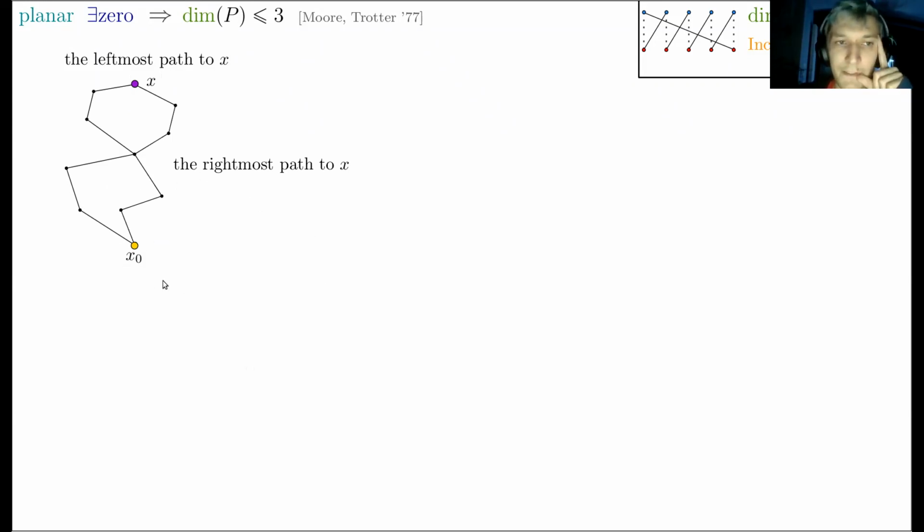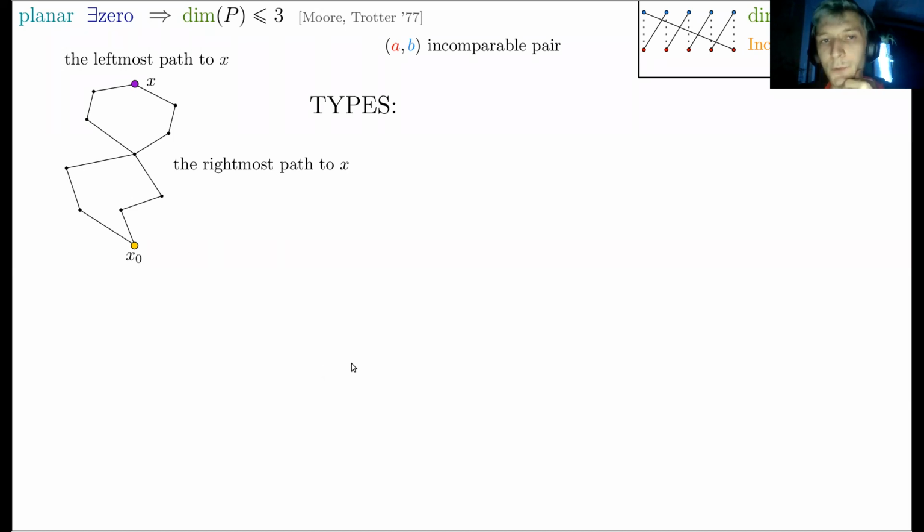And now having this, I can divide my incomparable pairs into types. And what are these types? So first type is a left pair. I have an AB incomparable pair, and this is a left pair. What does it mean? It means that the leftmost path to A is left of the leftmost path to B, and the rightmost path to A is left of the rightmost path to B. Yes, as in this picture.